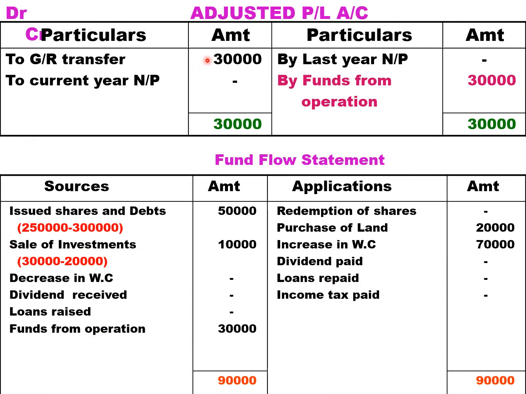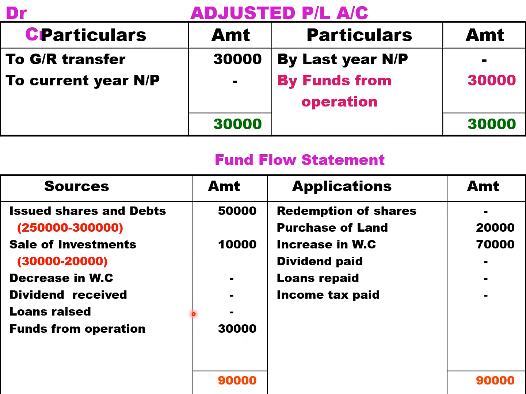Students, adjusted PL account. Last year net profit not given in the question. Current year profit not given in the question. There is GR transfer to the extent of 30,000. So total 30,000, credit side fund flow from operation is 30,000. Next, fund flow statements, students. Issue of shares and debentures 50,000. Equity shares are issued to the extent of 50,000. Sale of investment 10,000 and fund flow from operation 30,000.